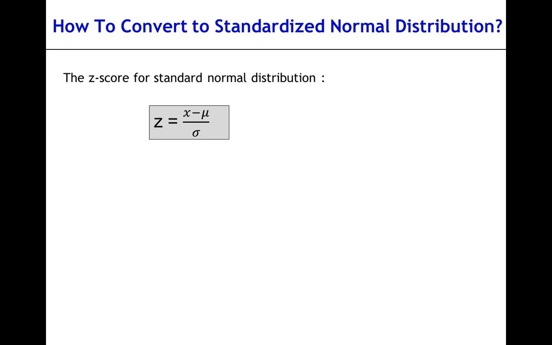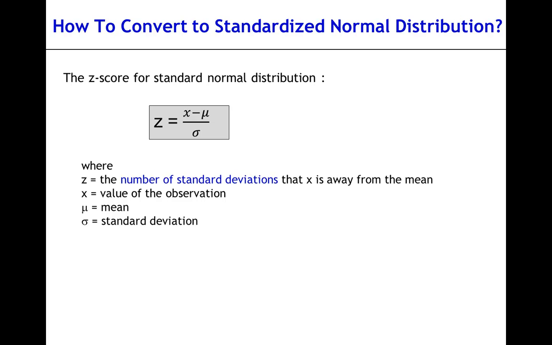So how exactly do we convert to a standardized normal distribution? We begin by finding something called the z-score, where we take the value of the observation x, subtract the mean mu, and then divide by the standard deviation sigma. The result is a z-score that indicates how many standard deviations x is away from the mean.